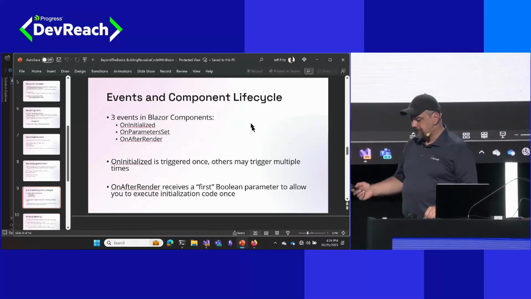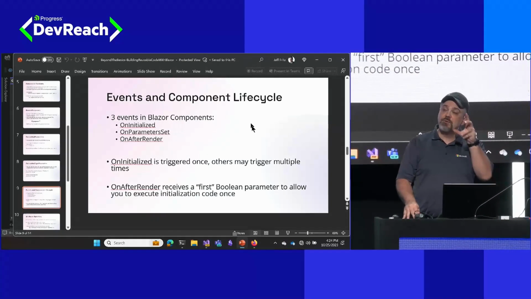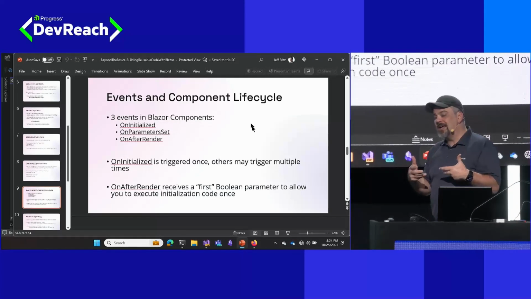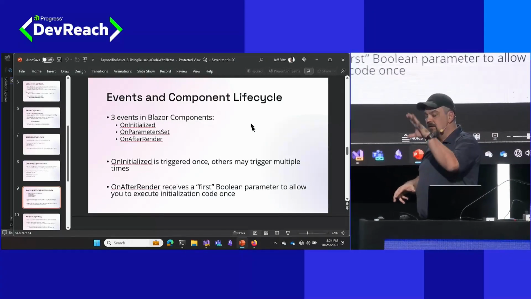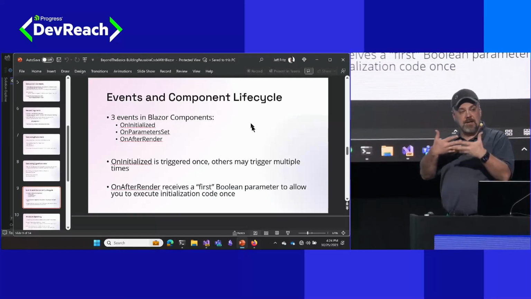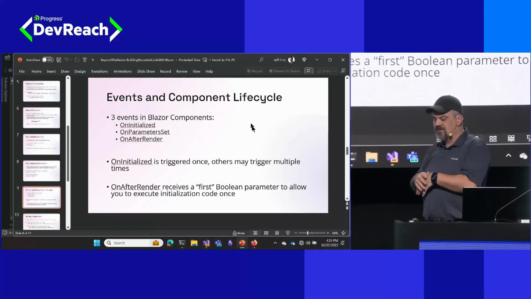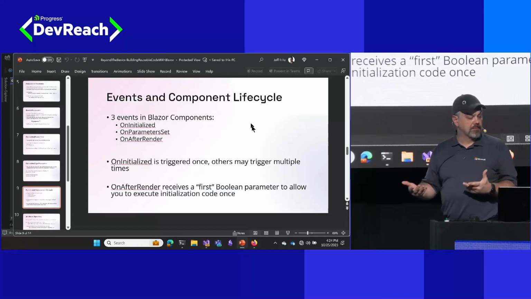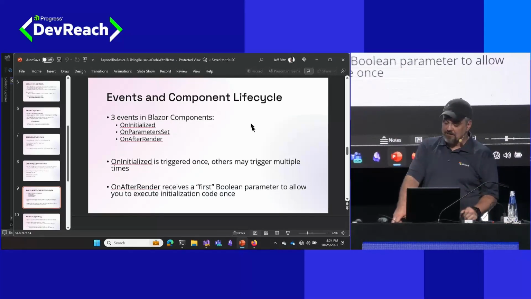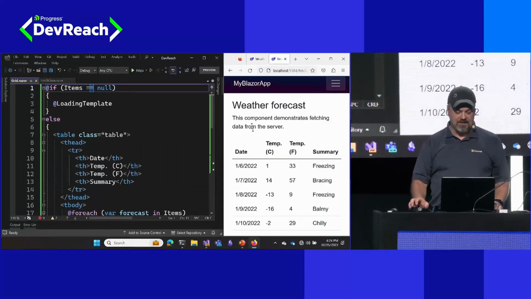Oh, one more thing before I write this with the columns. There are 3 major events that are available to you in Razor pages and components: OnInitialized, OnParametersSet, and OnAfterRender. When you work with these, OnInitialized only fires once, but the others may trigger multiple times. If your component re-renders, or if parameters get set on your component multiple times, they can trigger multiple times. OnAfterRender also takes in a Boolean parameter that indicates if it's the first time that it's been rendered. Let's add some columns to our grid now.